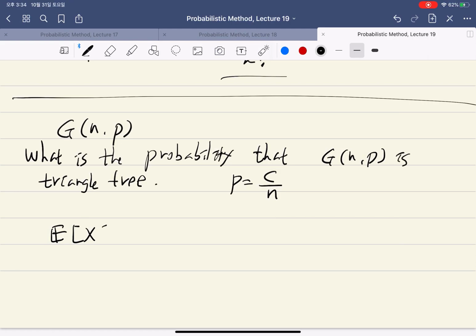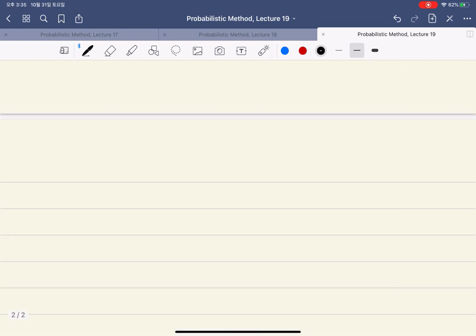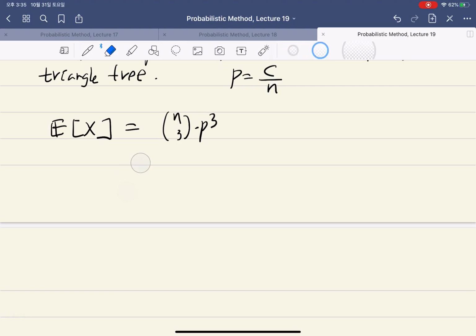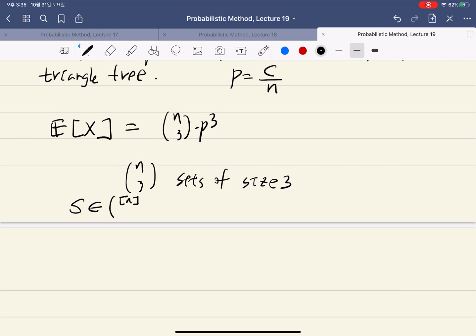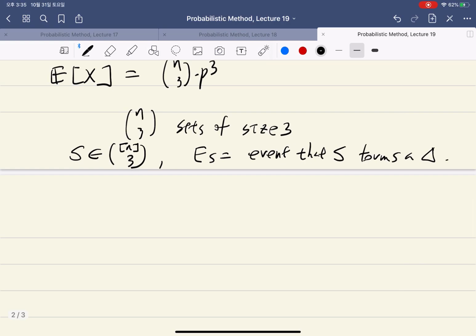And the expected number of, say, X is the number of triangles. The expected number of triangles is n choose 3 times p cubed. There are n choose 3 distinct vertex sets of size 3 which can possibly form a triangle. And let's say S is a vertex set of size 3, and E_S is the event that S forms a triangle. Then the probability of this E_S is p cubed.